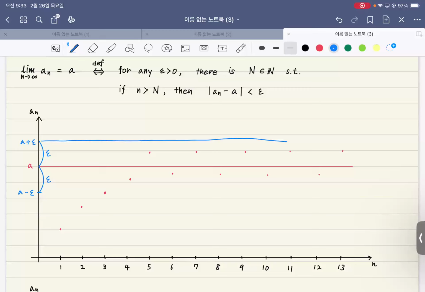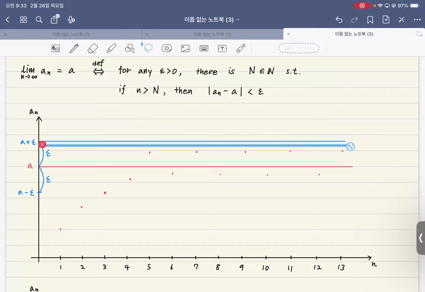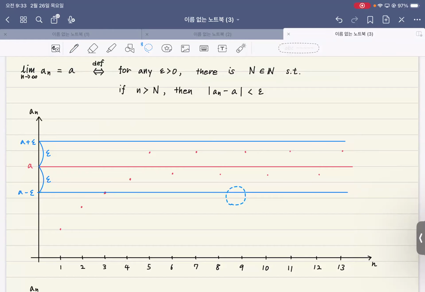For convenience, let me draw the picture. This strip, the region between this line and that line, is A minus epsilon to A plus epsilon. And in this picture, it looks like for this epsilon, I can actually find n. What do you think is my n? Yeah, 3. Because when n equals 3, all the other terms beyond this point are guaranteed to lie between A plus epsilon and A minus epsilon. So it looks like I can find an n satisfying the condition for this specific epsilon.